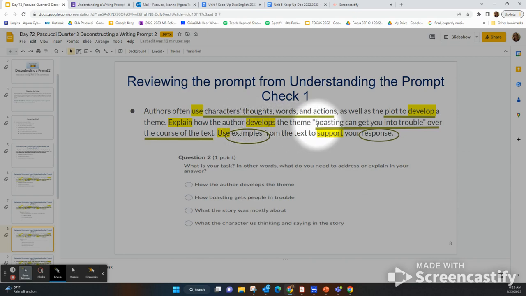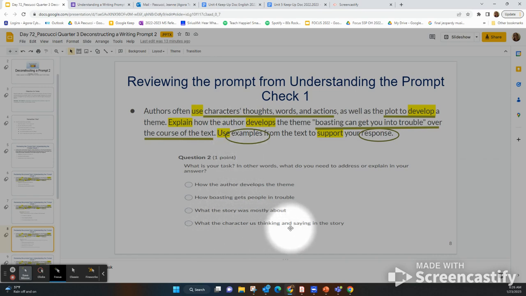Okay, I still want to read the rest of the responses because that's what a good, conscientious quiz taker does. How boasting gets people in trouble. It says that, but is that my task? Should I go around boasting and getting people in trouble? No. What the story is mostly about. A lot of people do this, but it doesn't say anything here about summary at all. So I'm not going to do that.